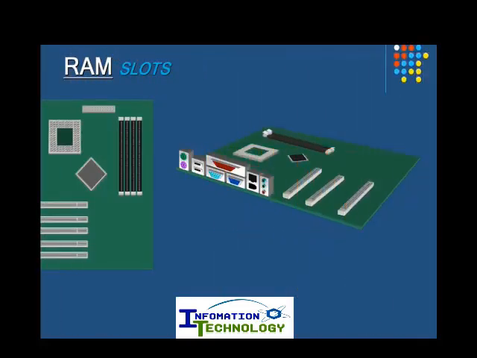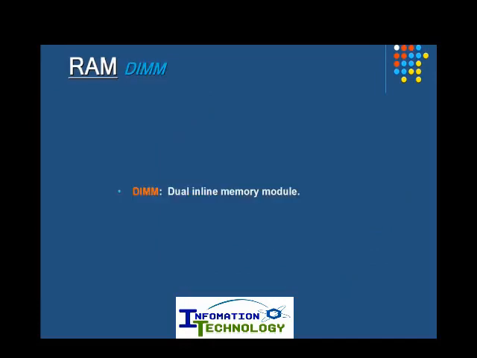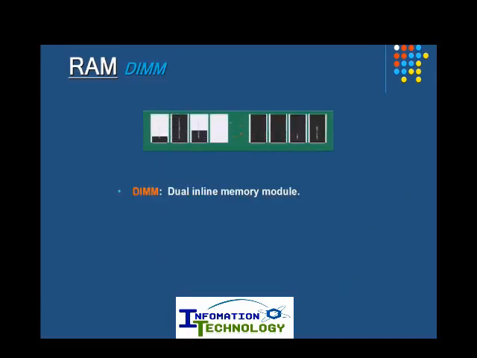RAM, or random access memory, is temporary memory, and it's installed on the motherboard in the memory slots. A motherboard can have a various number of memory slots. The average motherboard will have between 2 and 4 of them. Memory slots come in different types, depending upon what type of RAM it accepts. For example, most motherboards have DIMM memory modules because it's the most common type to date.